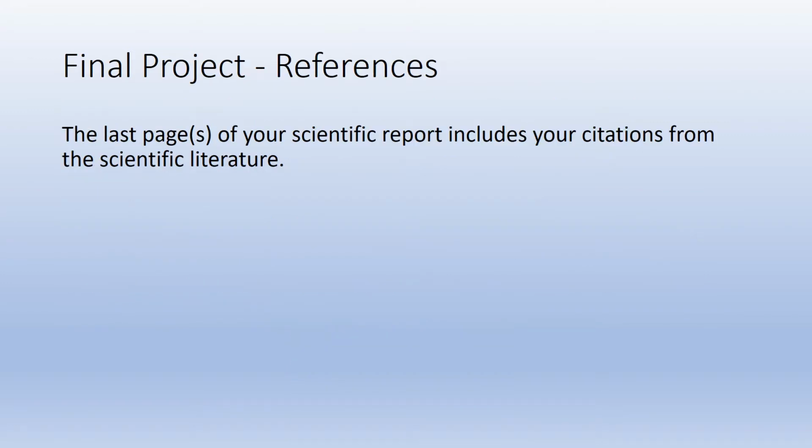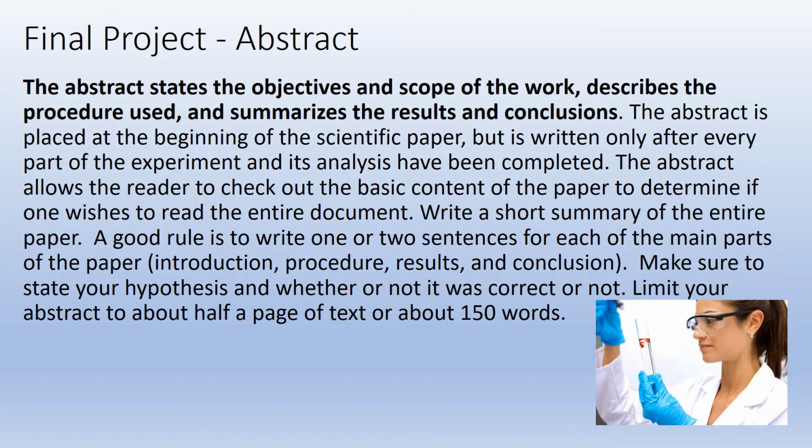Following your conclusion is your reference page. The last thing you will write is your abstract. Even though it is written last, it is placed at the beginning of the scientific paper because by reading it, one can decide whether or not to read the entire document. The abstract states the objectives and scope of the work, describes the procedure used, and summarizes the results and conclusions. For it, you will write a short summary of the entire paper.